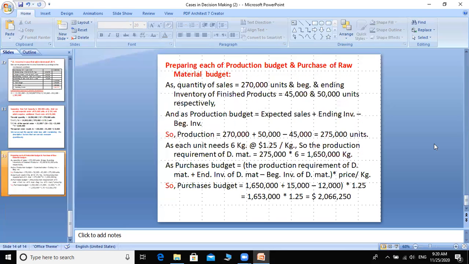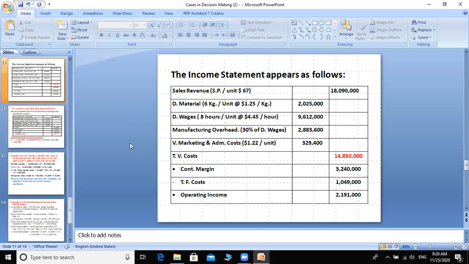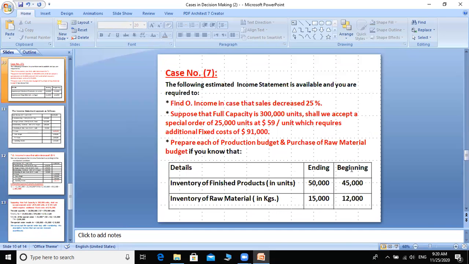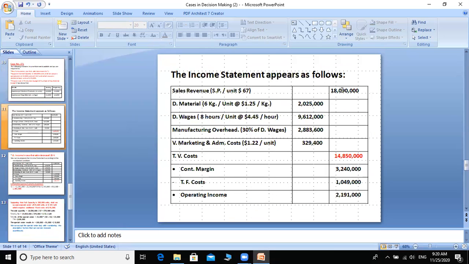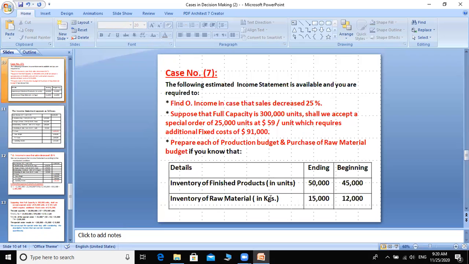Now, he is asking me to prepare each of the production budget and purchase of raw material budget. Quantity of sales equal 270 as I explained to you. Beginning and ending inventory of finished product 45 and 50. The quantity sold I calculated by dividing sales by sale price per unit. I found it 270. So I will sell 270,000.